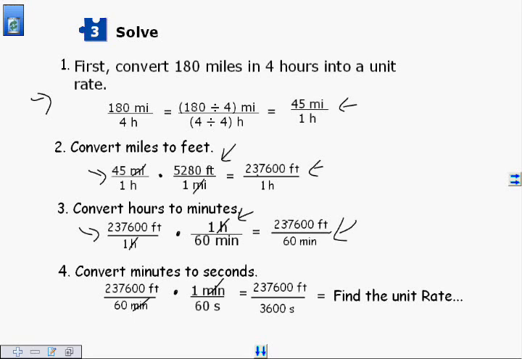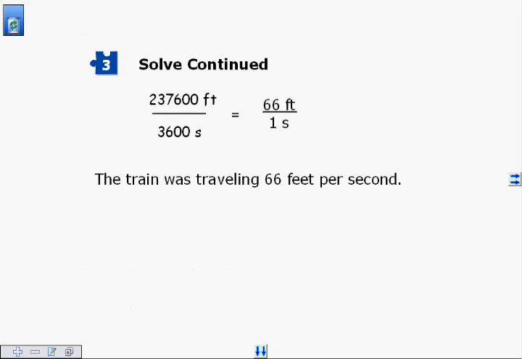Then you used the latest ratio to multiply by the minutes to seconds conversion factor, and you got a pretty big feet to seconds. So you had to find the unit rate. You divided out, and I hope you ended up with 66 feet in 1 second. So the train was traveling 66 feet per second. This is how you use dimensional analysis, your conversion factors, higher rigor with the multiple steps. As long as you're organized, you're able to do it.